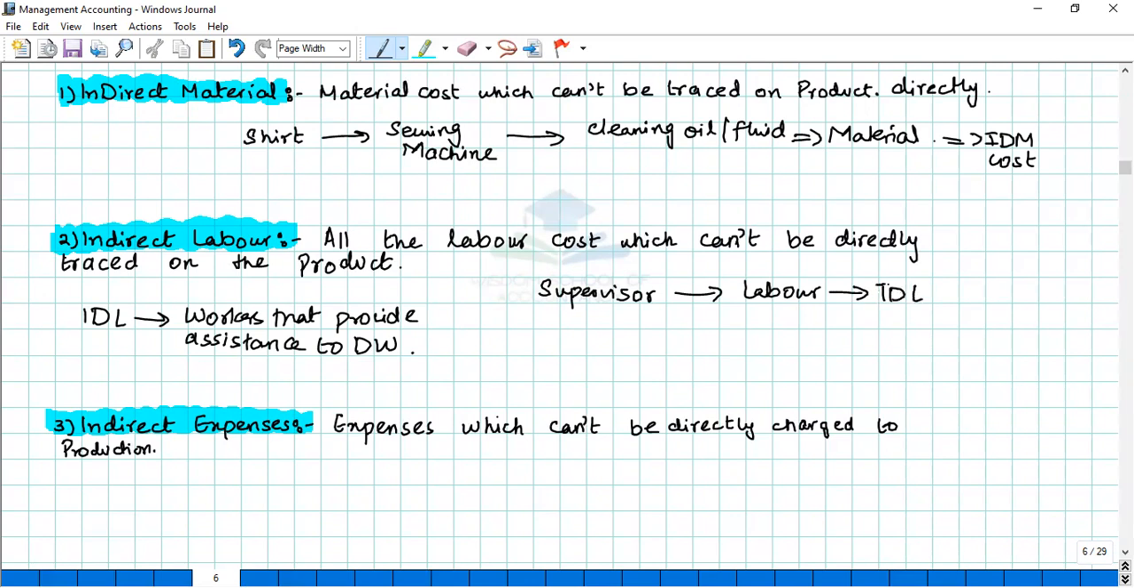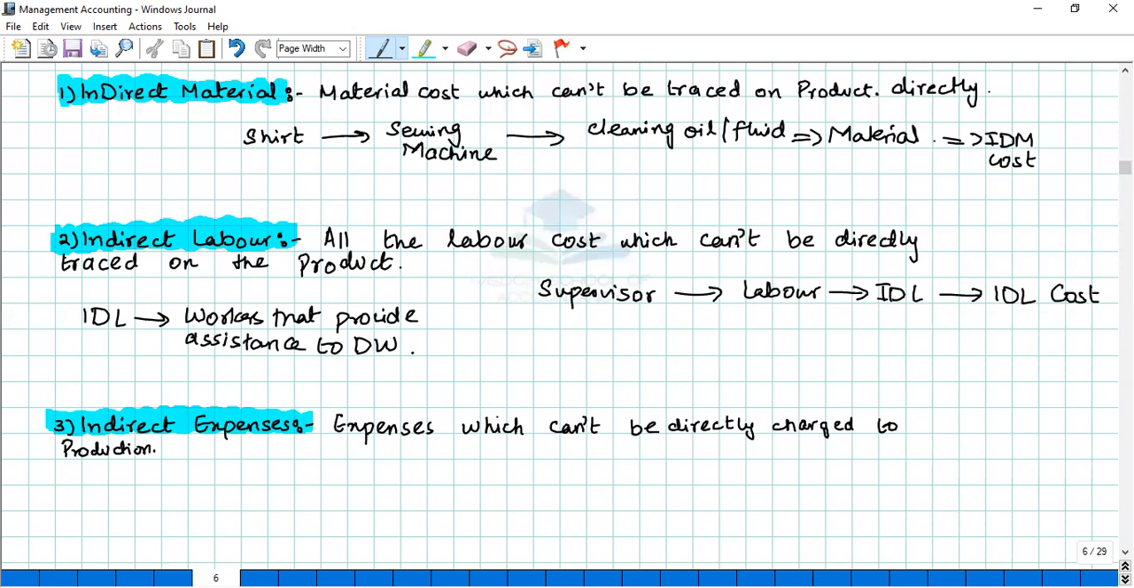A person that is not involved directly in the production or provision of the service is your indirect labor, and the cost of that person will be known as your indirect labor cost. Like you will be paying some salary, wages to the supervisor, so that will be your indirect labor cost. There are many examples of indirect labor, like the clerks, the accountants, the security guard. They are all indirect labor. So simply all the workers that are not involved in the production or provision of the services are known as your indirect labor.